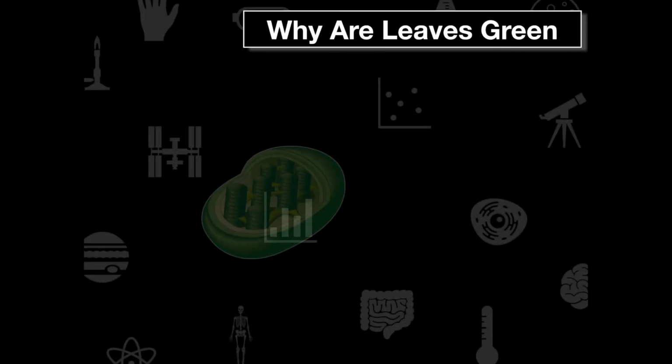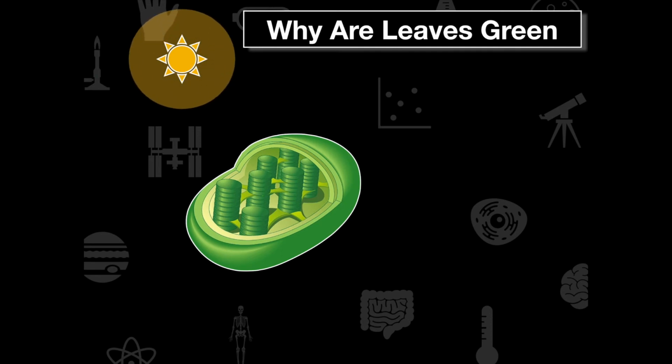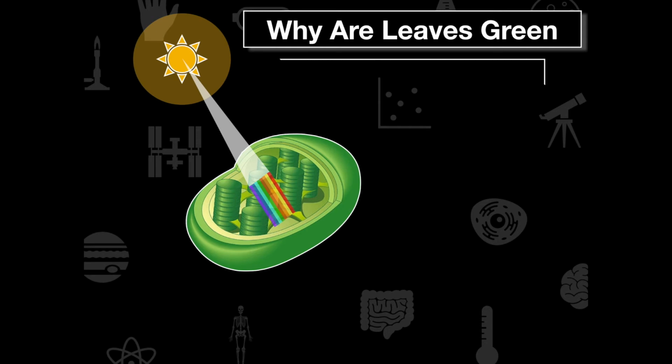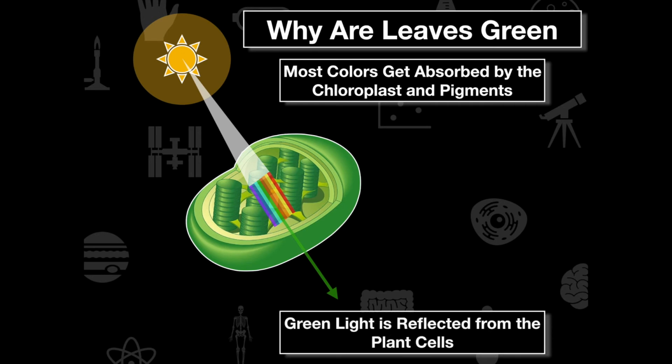So why are leaves green? Well, remember, they're green because they are reflecting back the light that you see. The chloroplast is going to absorb most of the colors of the rainbow and the spectrum, but it's going to reflect back that green light, and that's what gives the plant the green appearance. So most colors get absorbed by the chloroplast and pigments, and the green light is reflected from the plant cell.